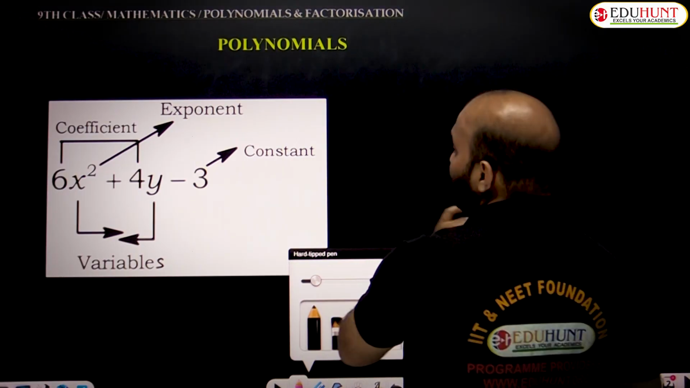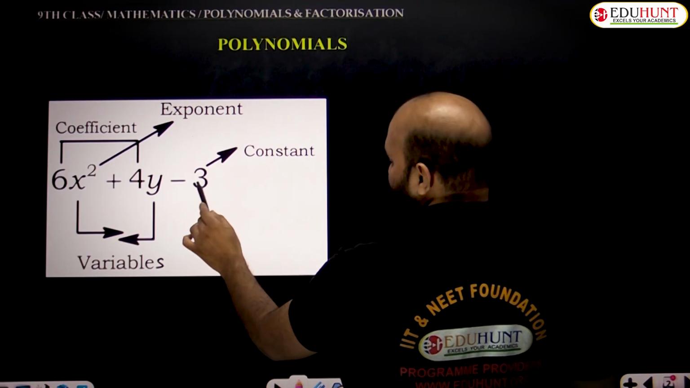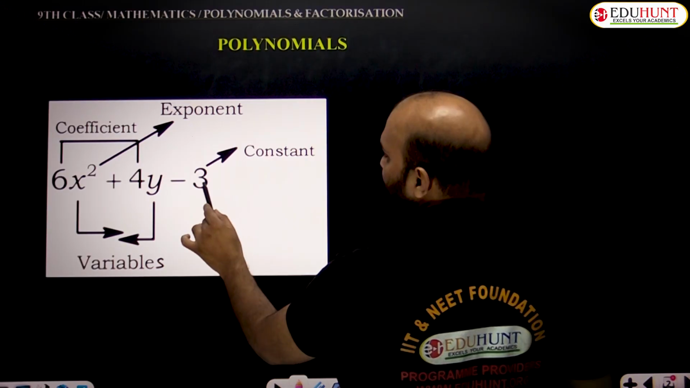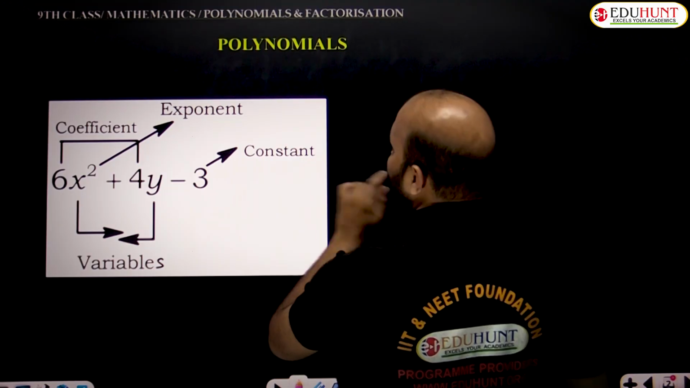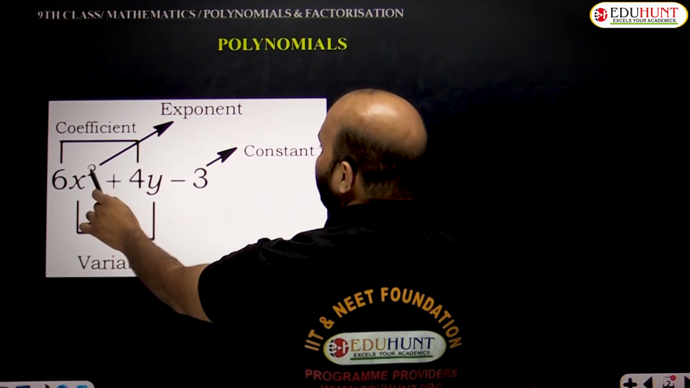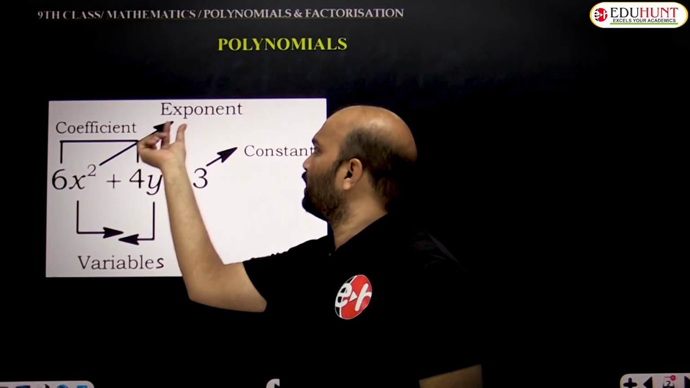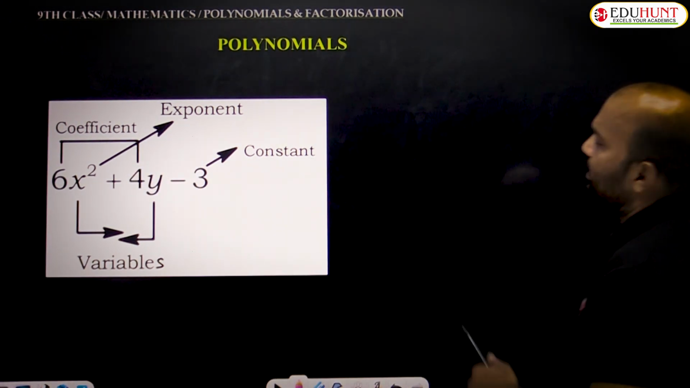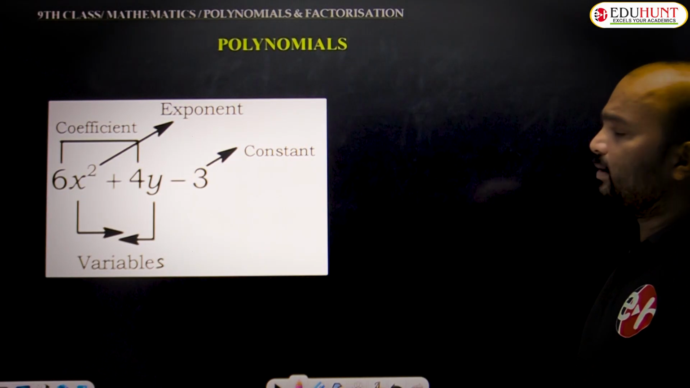Next, here 3 is a constant value. The last value, 3, is a constant because it is not followed by a variable, so it is an independent value, nothing but a constant. The power value, for example the power of x square, is called the exponent. Here the power of x, 2, is the exponent, and the power of y, 1, is the exponent. So this is one example of a polynomial: 6x square plus 4y minus 3.